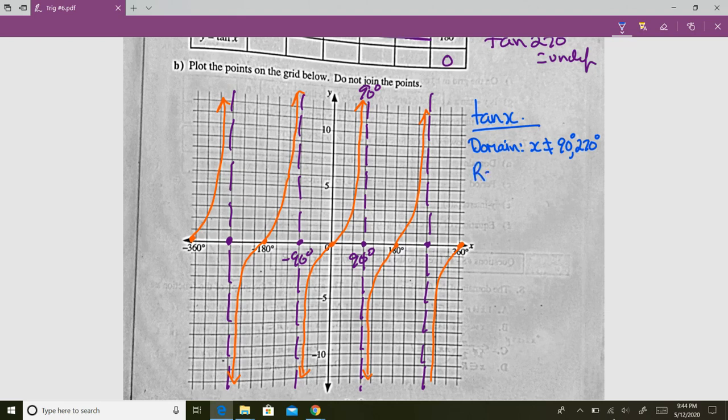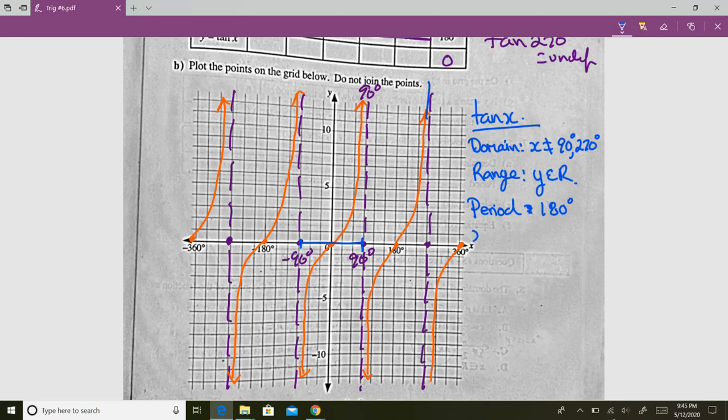The range of this graph, now the range of the other two graphs was +1, -1. This one, these climb forever, so there is no range restriction. Okay, it's all real numbers. Right? It just keeps going forever up. The period, and this is also where it's different from the sine and cosine. How often does it repeat itself? Well, what's the distance between these 2 points? 180. It repeats itself every 180 degrees. Okay.